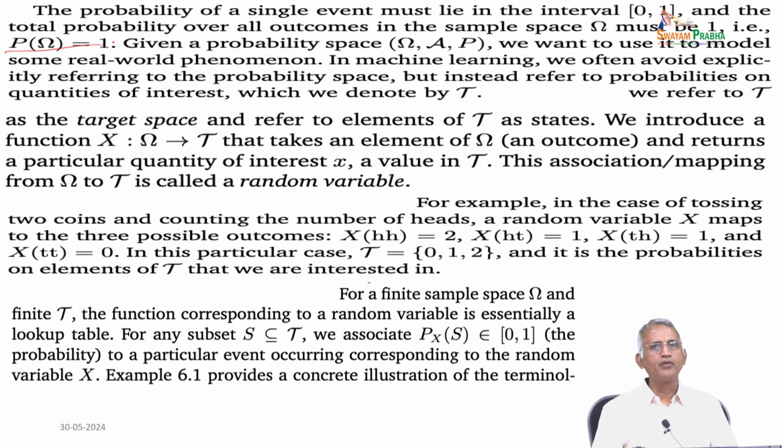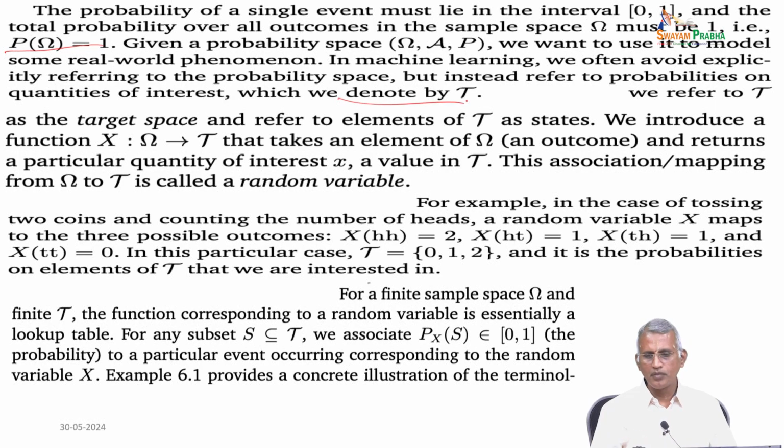So, given the probability space omega, A, P, we want to use it to model some real world phenomena. In machine learning, we often avoid explicitly referring to the probability space, but instead refer to the probabilities on the quantity of interest.